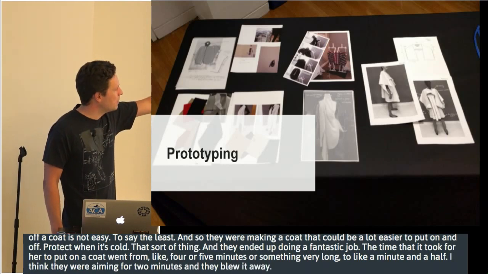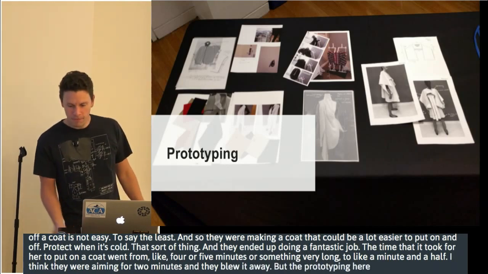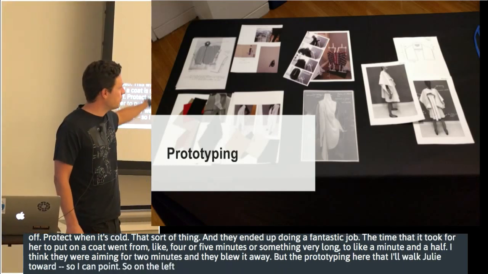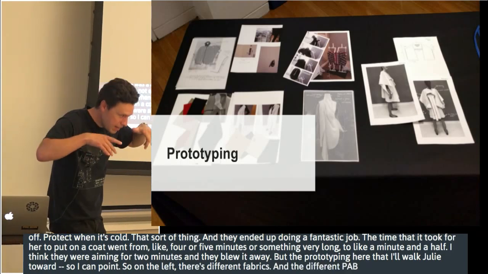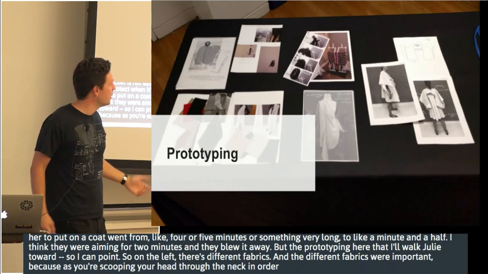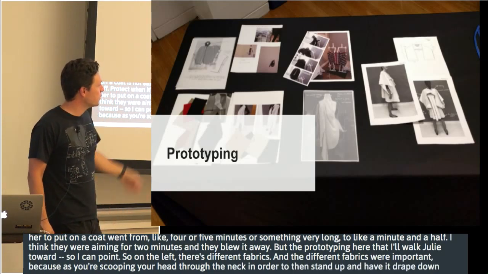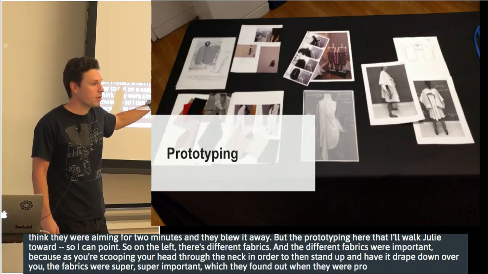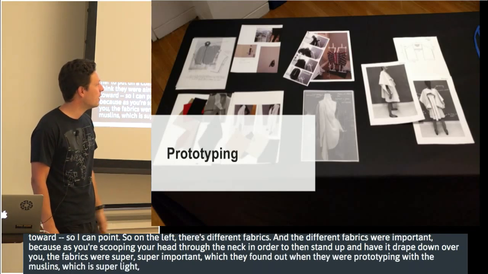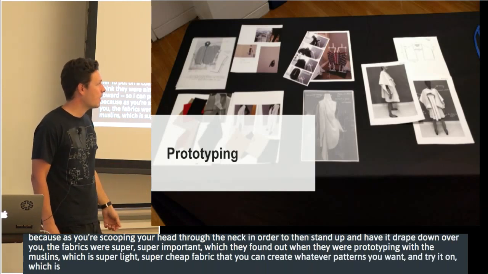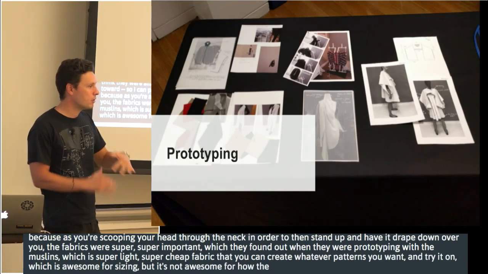But the prototyping here that I'll walk very gingerly toward so I can point. So on the left, there's different fabrics, and the different fabrics were important because as you're scooping your head through the neck in order to then stand up and have it drape down over you, the fabrics are super important, which they found out when they were prototyping with the muslins, which is just super light, super cheap fabric that you can create whatever patterns you want and try it on, which is awesome for sizing, but it's not awesome for how the fabric actually slides over you or how it holds its shape.